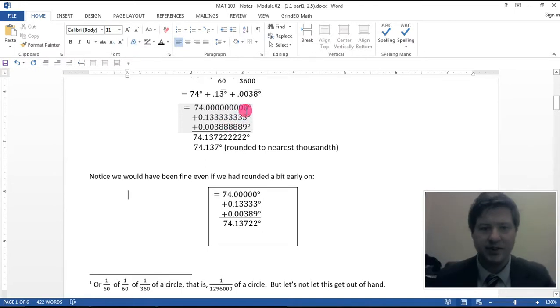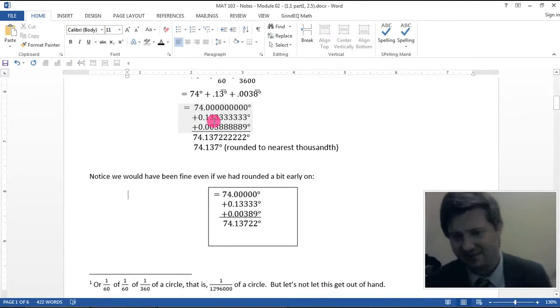We would do 0 plus 3 plus 9 is 12. So I put down the 2, carry my 1. 1 plus 3 plus 8 is 12 again. So I put down my 2 and carry my 1, etc. Then your calculator does all this, so you could probably just avoid it all.